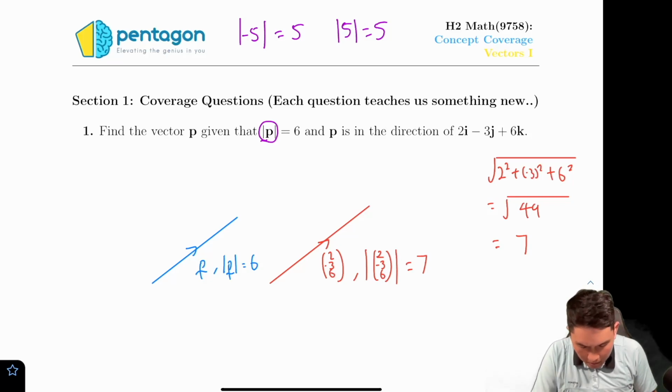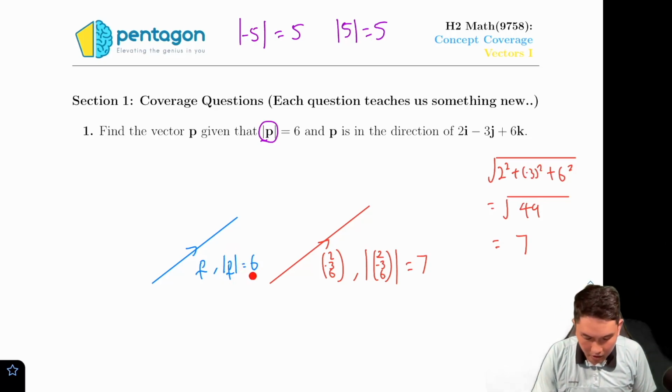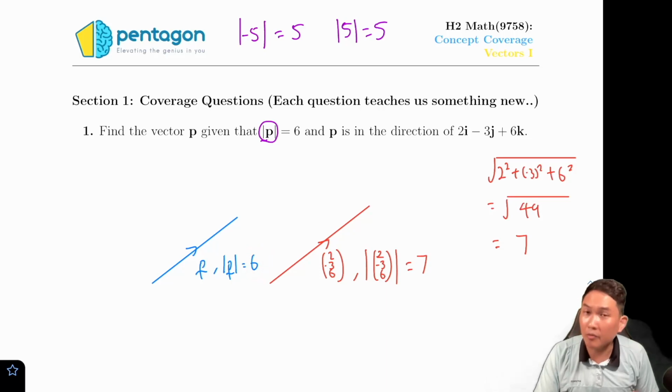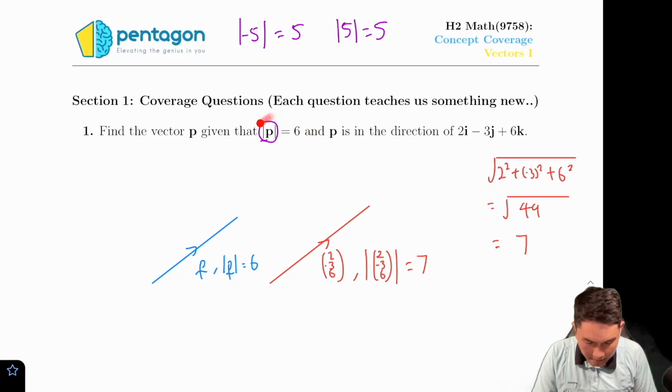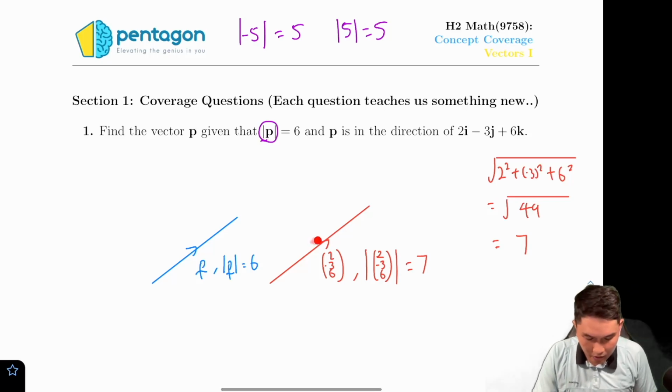So if I do a modulus p, what I'm doing is I'm de-vectorizing, or scalarizing, the vector to give you a scale, just a number without a direction. Yes. So p has a magnitude of 6 and is in the direction of this one, which means that it is parallel to this other vector, which is 2, -3, 6.